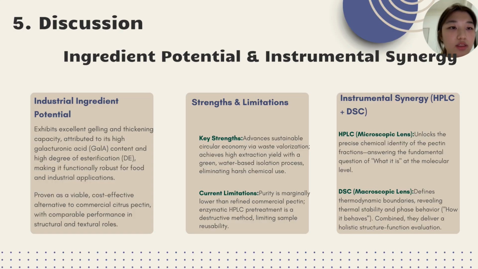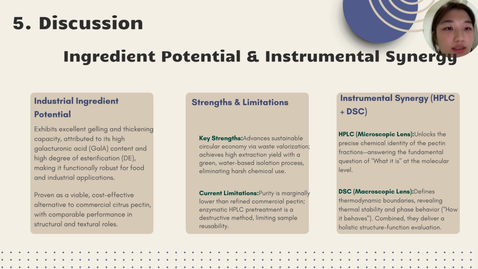Let us quickly evaluate our findings in the discussion section. Industrially, this extracted pectin exhibits robust functional potential as a thickener and gelling agent, proving to be a viable alternative to commercial citrus pectin. The key strength of this study lies in its green water-based isolation process that achieves a high 23.2% yield while advancing a sustainable circular economy. However, a notable limitation is that its raw purity remains marginally lower than highly refined commercial equivalents, and the enzymatic pretreatment required for chromatography is a destructive method.